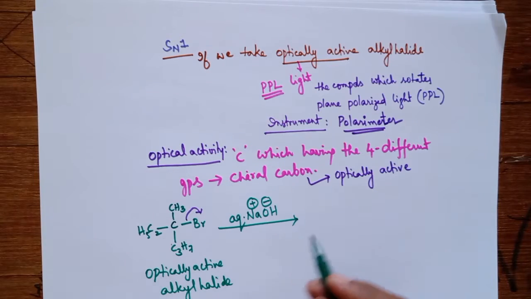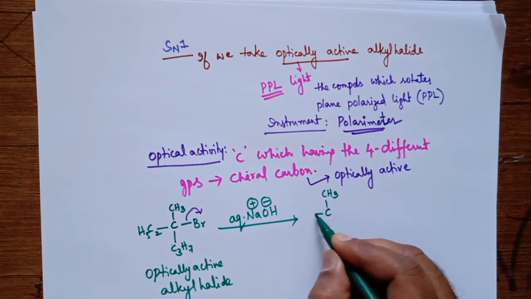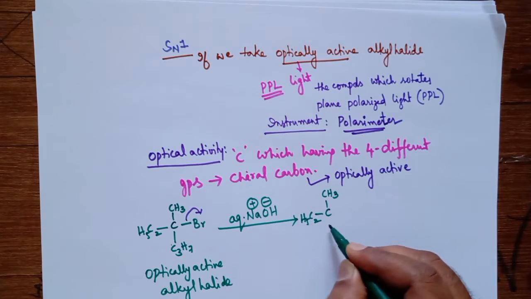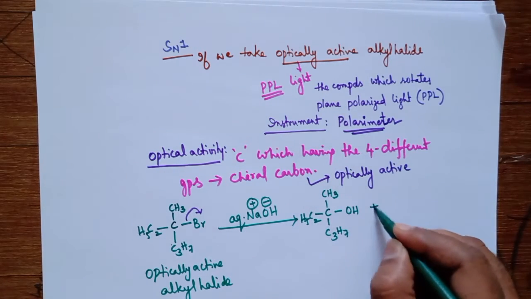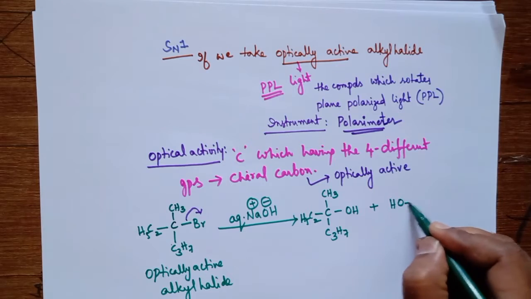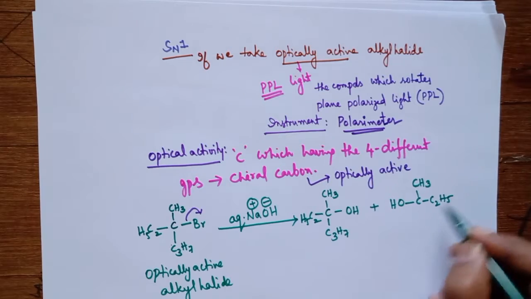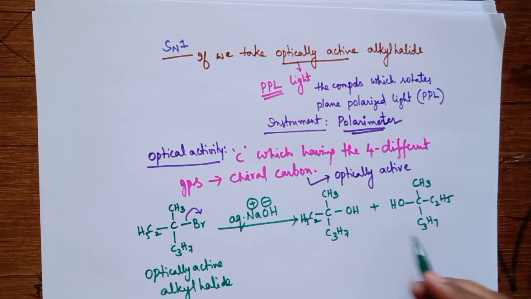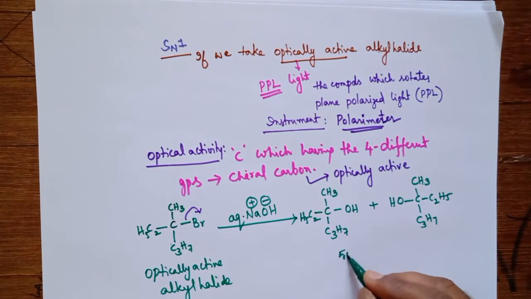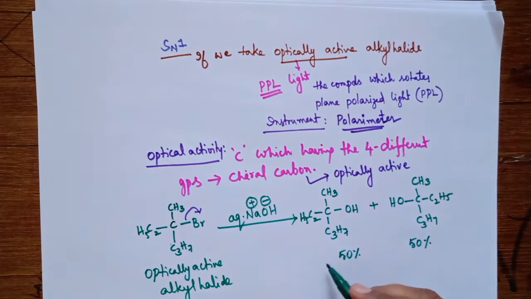So for this carbocation, I am writing the products first. One component is C2H5, C3H7, CH3 with OH, and the other is its mirror arrangement with OH: methyl, ethyl, propyl, right? These compounds form in the ratio of 50% and 50%. So each one we call an enantiomer.